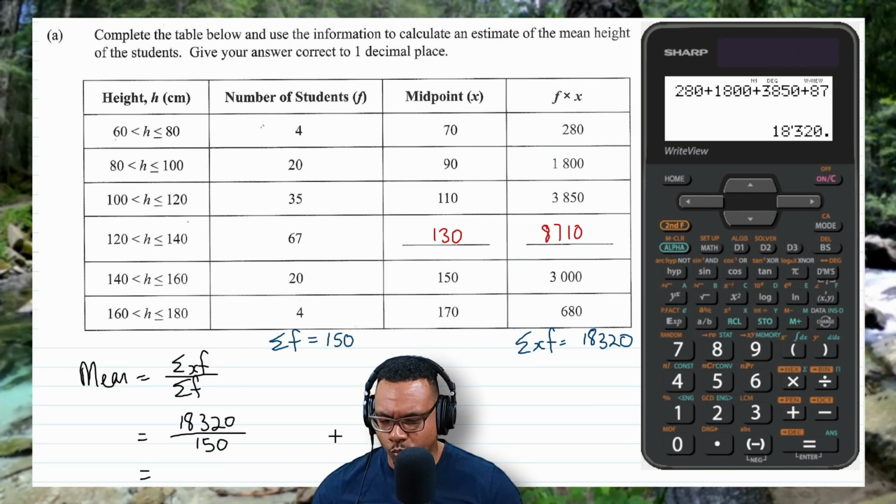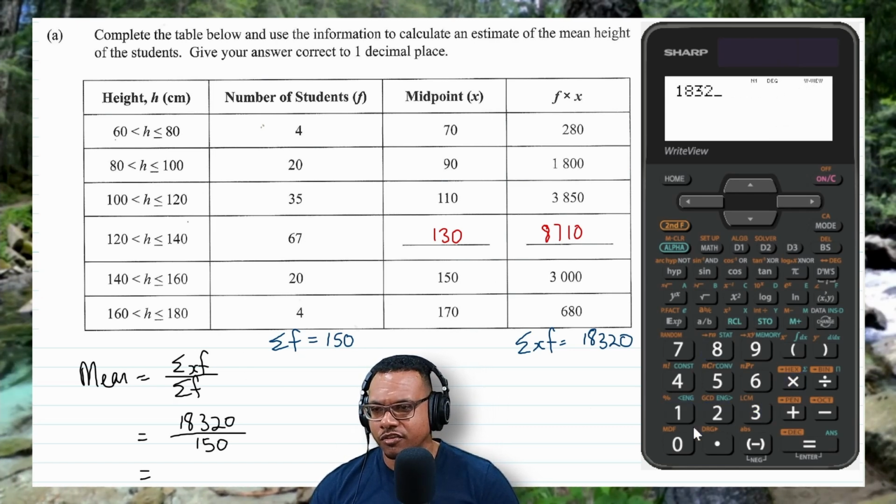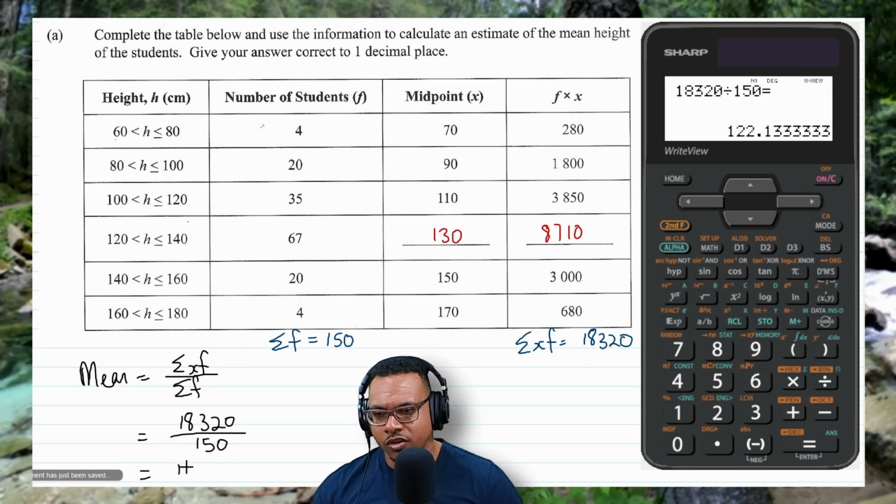And now we are writing this answer to 1 decimal place. So I'm going to have 18,320 divided by 150. Let's change that to decimals. All right, so that's 122.13. So since we have a 3 here, this 1 will remain the same. So 122.1. So my mean will be 122.1. And of course, we're dealing with height, and the height is in centimeters. So my units would be centimeters. So the mean height would be 122.1 centimeters.